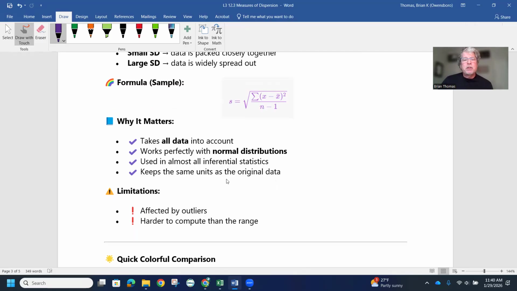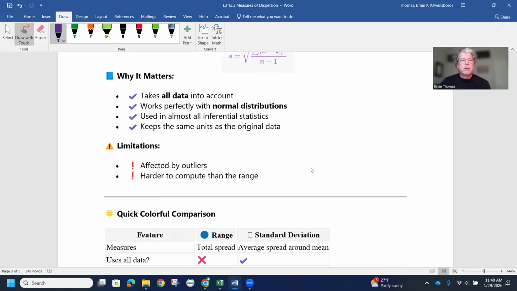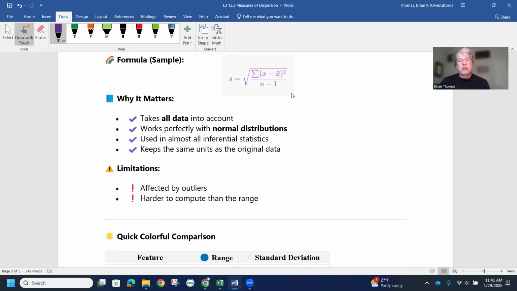It also keeps the same units as the original data. So if we're talking about age, then it keeps the number in terms of age. If we're talking about money, it keeps the units in terms of money. It's very important whatever unit we're talking about, pounds, ounces, miles, all of that. The standard deviation is very powerful because it keeps that same unit as well. It does get affected by outliers, so sometimes those outliers are thrown out to help not distort the data. But notice how it's going to be much harder to compute the sample standard deviation.